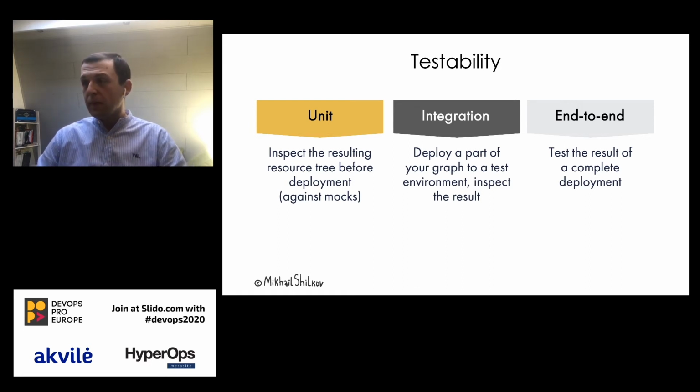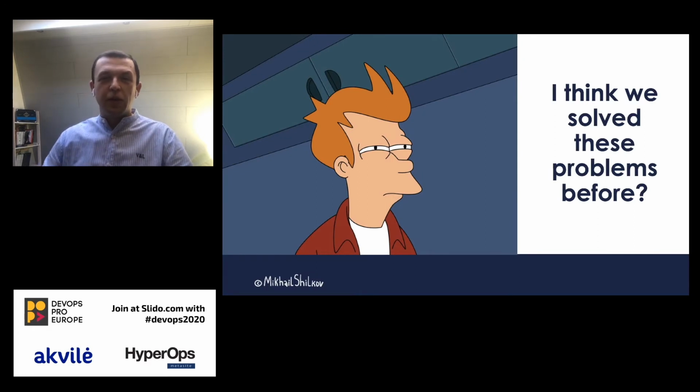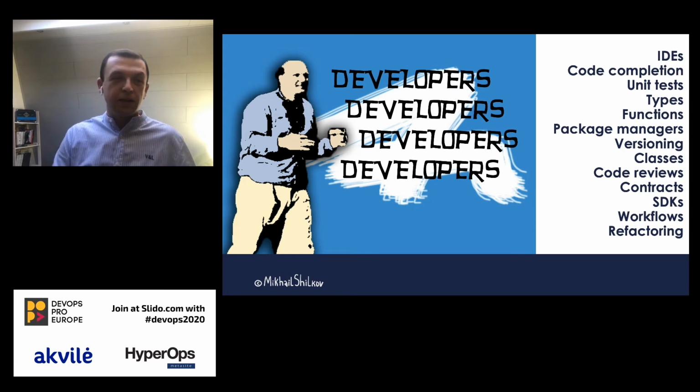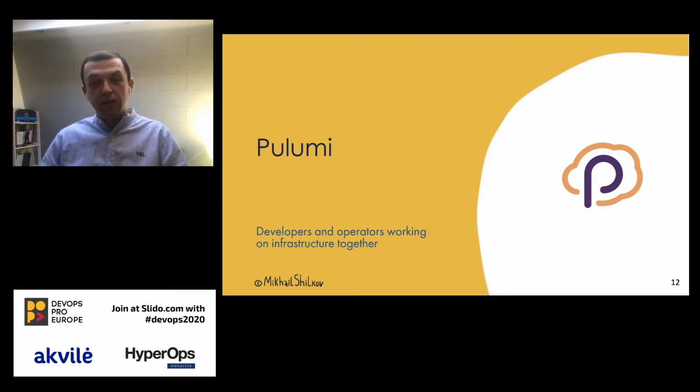So when I look at these problems from the developer point of view, I think we solved them a long time ago for general purpose programming languages. We have all those great tools like IDEs that help us not make mistakes, and package managers to distribute things, and semantic versioning, and so on and so forth. So my proposal is, what if we apply all those tools that have existed for many years? That's what I work on in the open source project called Pulumi.